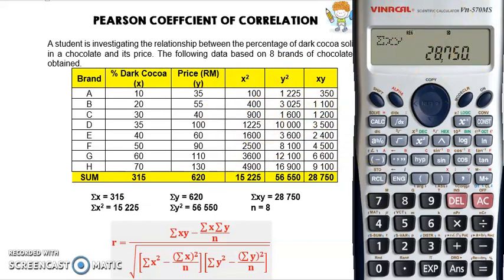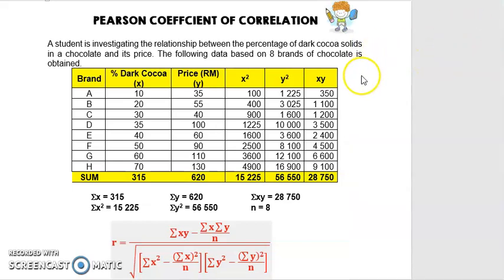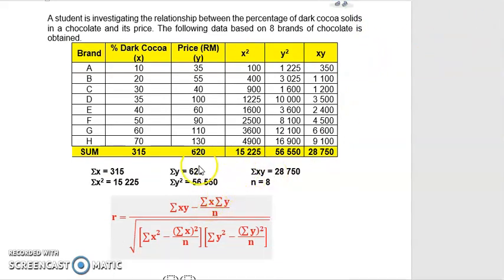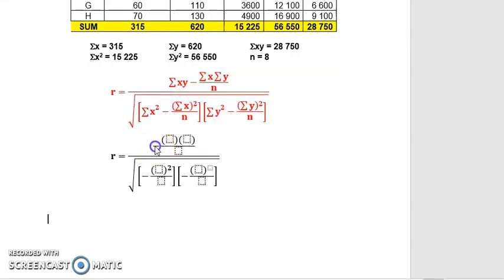Okay, now how to calculate the Pearson coefficient of correlation? We substitute all these values into the formula of correlation. Now let's substitute the values into the formula. So summation of xy is 28,750. Summation of x is 315.